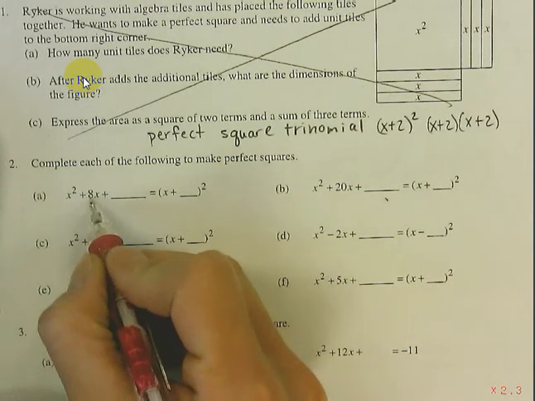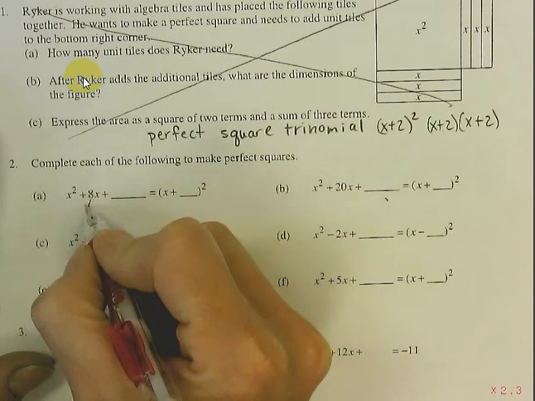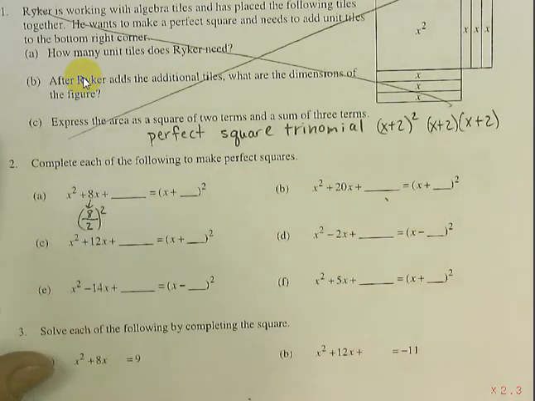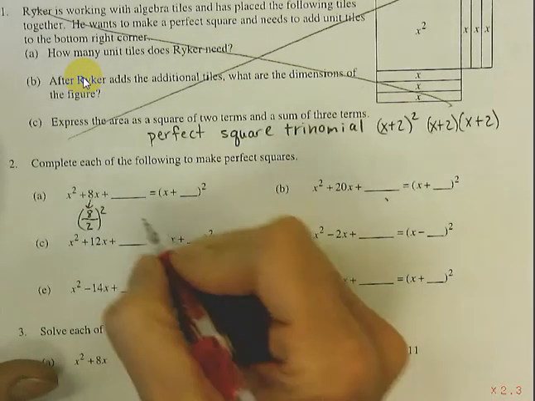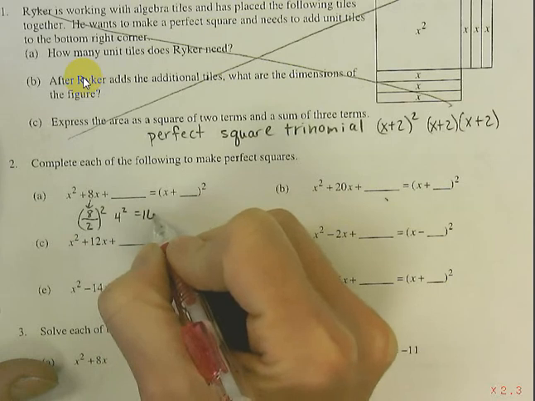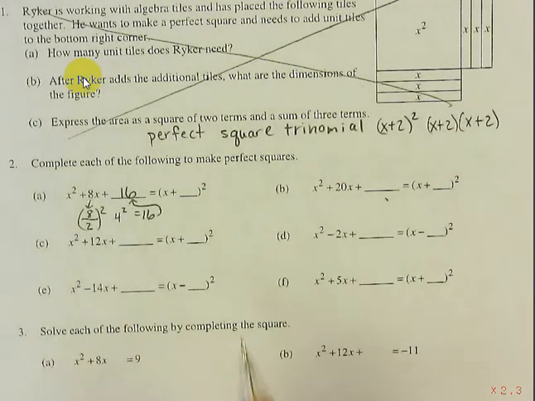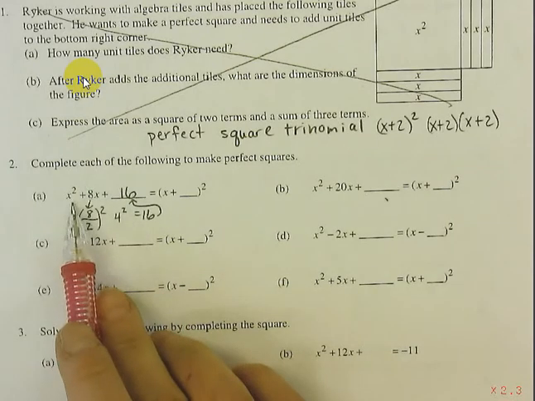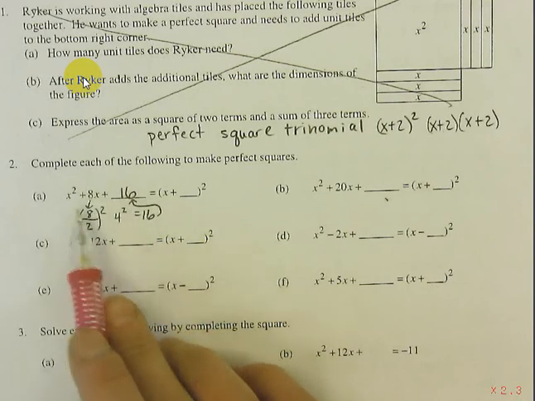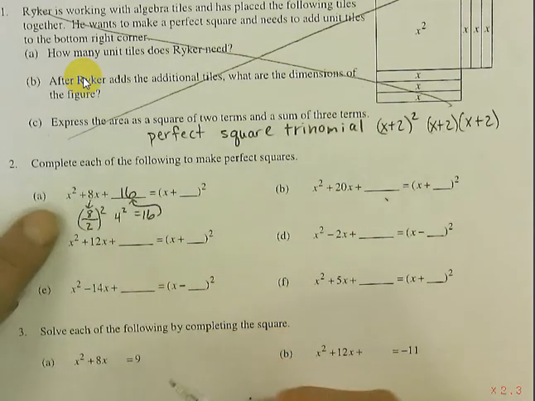The b in this particular problem is 8. And we're going to take 8, divide it by 2, and square the result. Okay. So 8 divided by 2 is 4. We square that result, so it's going to be 16. We add that to this blank. Okay, so what I've done is just created from the x squared plus 8x, I've added 16 so that now this expression, this quadratic equation, is a perfect square trinomial.